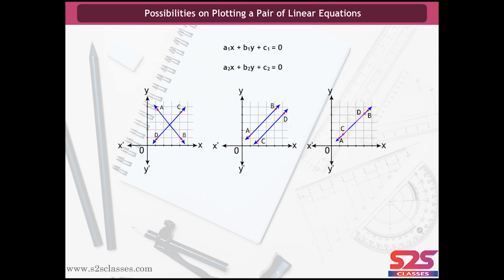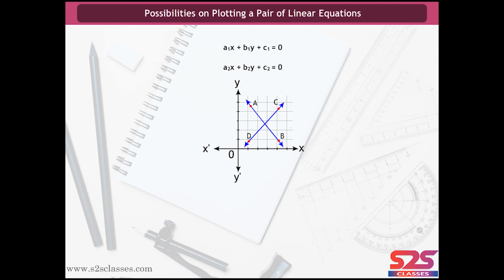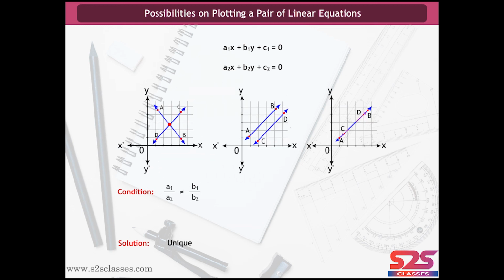Case 1. When they intersect. Look at the point of intersection. This point lies on both the lines, so this point satisfies both the equations. That means this point is the solution to this pair of linear equations. And there is an associated condition, that is, a1 by a2 is not equal to b1 by b2. So we call it consistent.